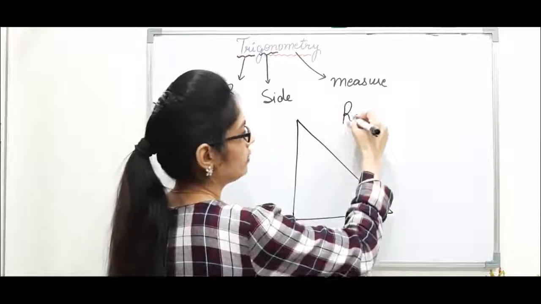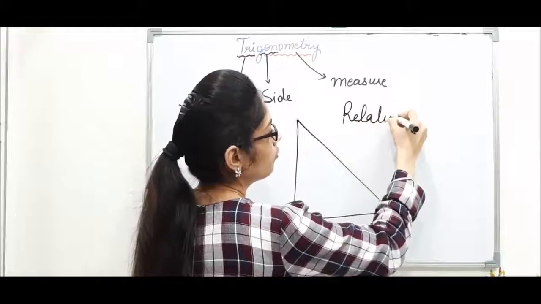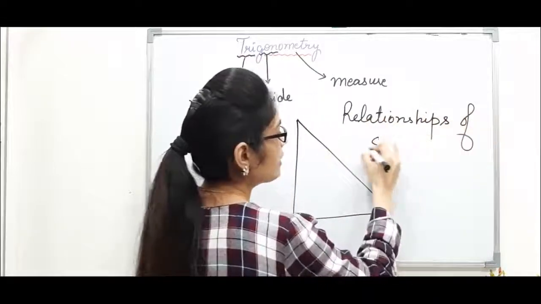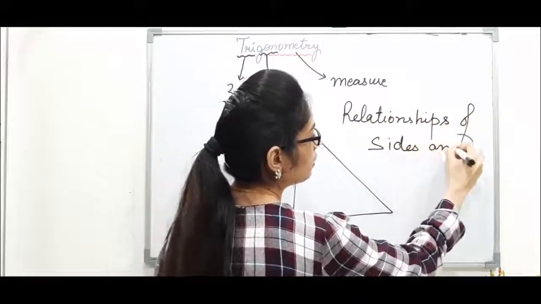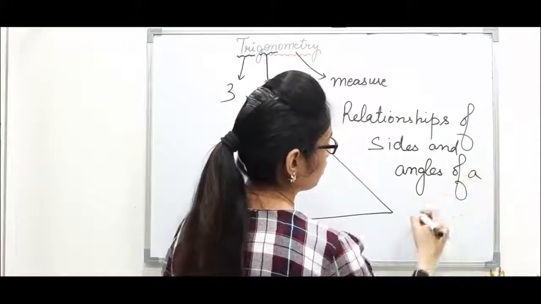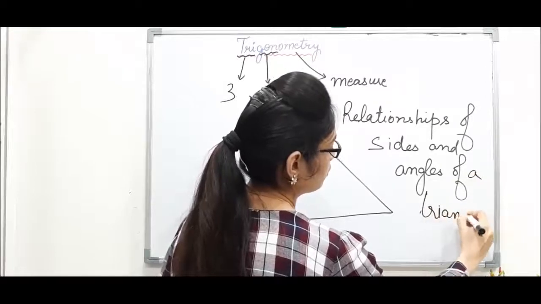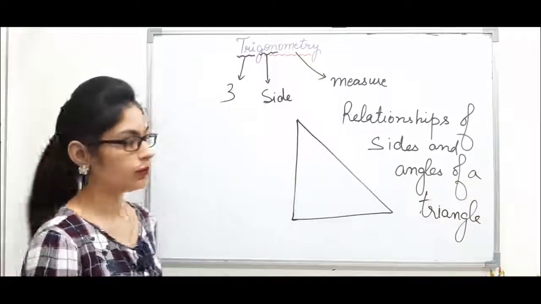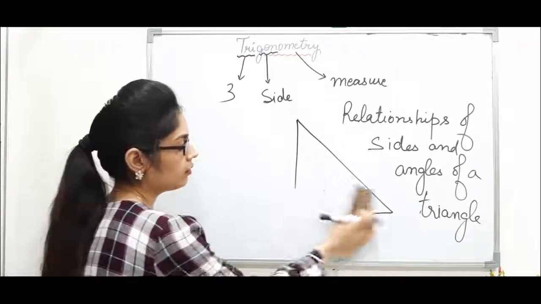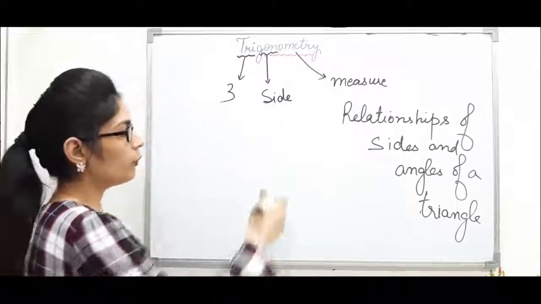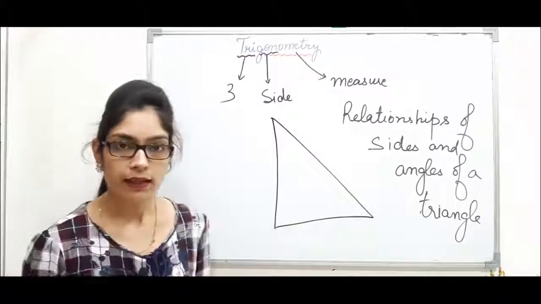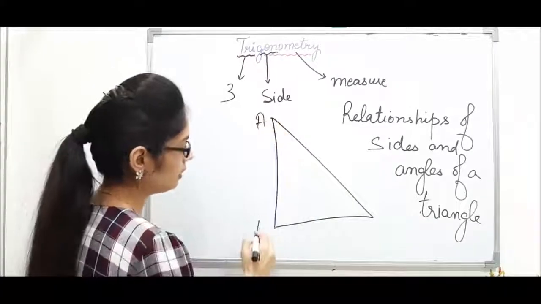So here I will write down, we are going to study the relationships of sides and angles of a triangle. So this is the meaning of trigonometry. Basically we are dealing with triangles. The triangle which we are going to do is the right angled triangle. So in trigonometry only right angle triangles we have to deal with.